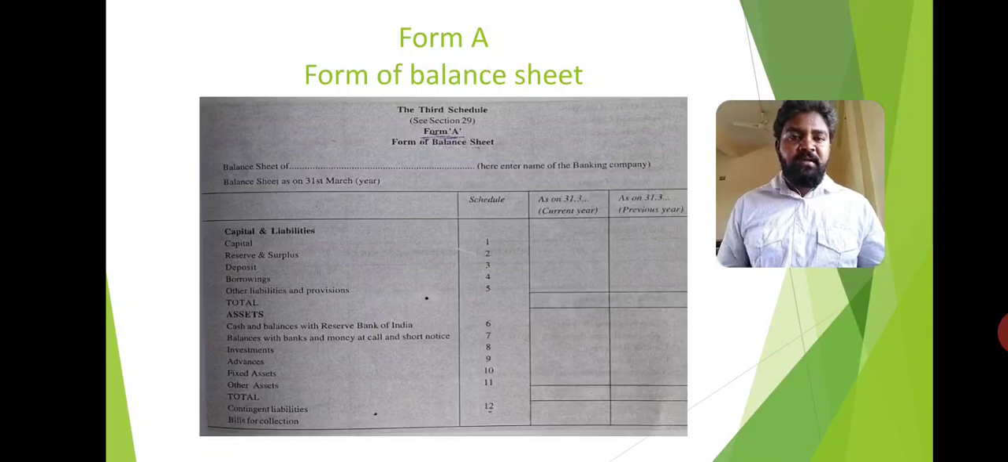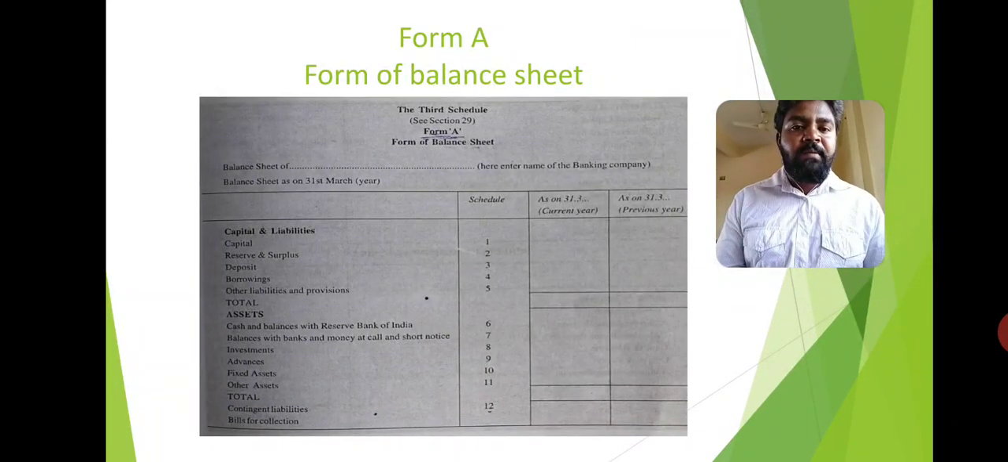Then last, after considering these 11 schedules, in the balance sheet we compulsorily need to mention contingent liabilities. Contingent liabilities are schedule number 12, and bills for collection also we need to show. For bills for collection there is no schedule number, but for contingent liabilities a schedule number is there. Examples of contingent liabilities are claims against the banks, liabilities for partly paid investments, acceptances and endorsements, and other obligations. By following this proforma we are going to prepare a balance sheet.